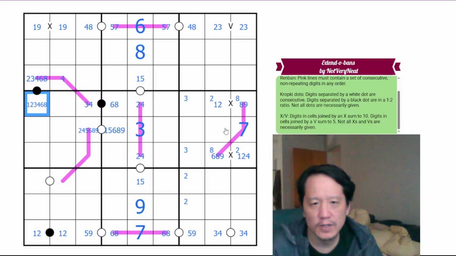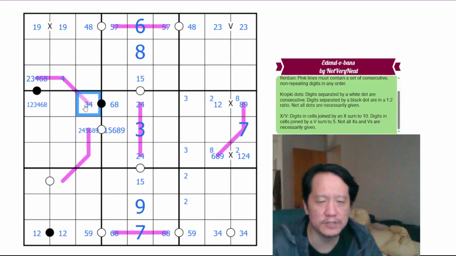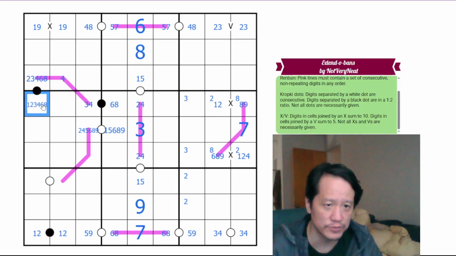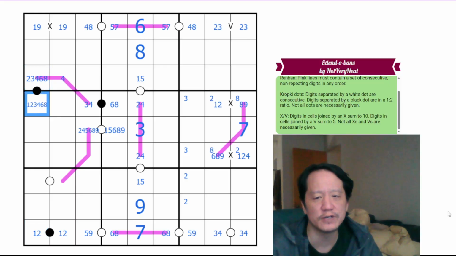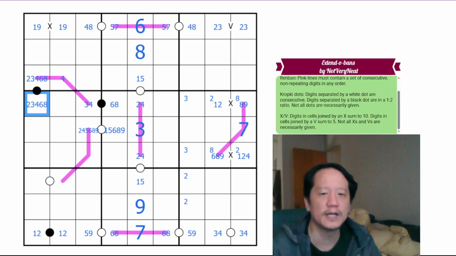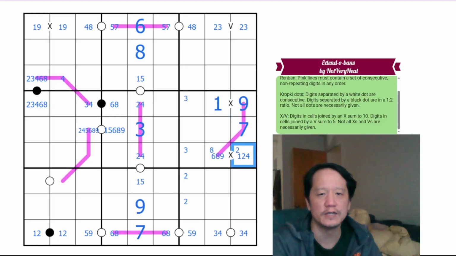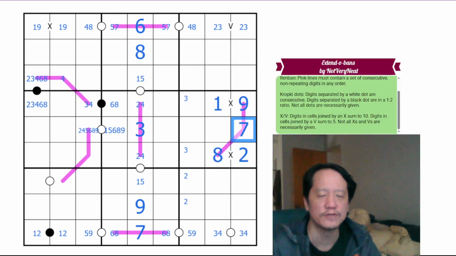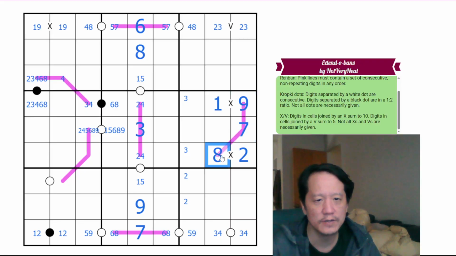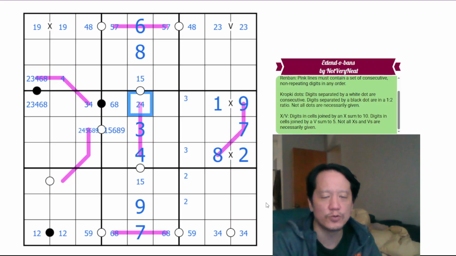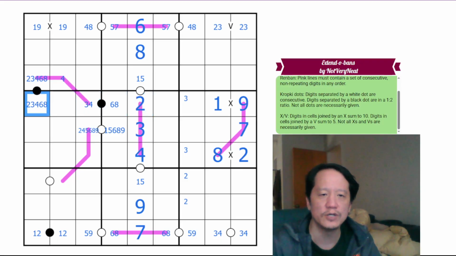Oh, okay, but that doesn't work. The previous one that I said, 2 and 8 being here, does not work because that would force this to be 1 and 2, which is a 1 to 2 ratio, which eliminates all possibilities for that cell there. So this cannot be 2 and 8. It has to be 1 and 9. So this is 1 and 9, which forces this to be 8 and 2 to satisfy the Renban. That means this can't be 2. It's 4, which eliminates 4 here, so that's 2. So this can't be 2 here.